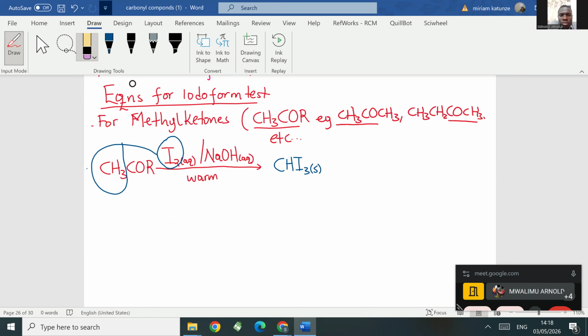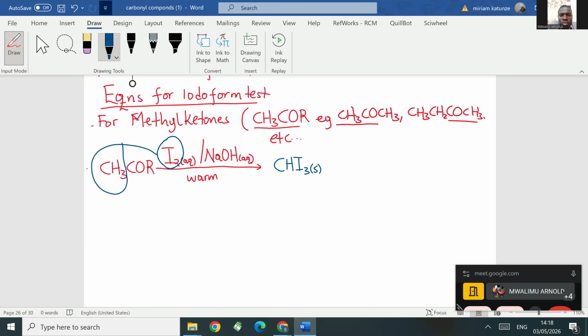Then once iodine does that, observe that the yellow precipitate is for triiodomethane. Don't write this in your papers. This is what I've told you, that most students make that mistake. They write that this is not triiodomethane. I have said it can be formed, but it is a colorless product. It is not the pale yellow precipitate.